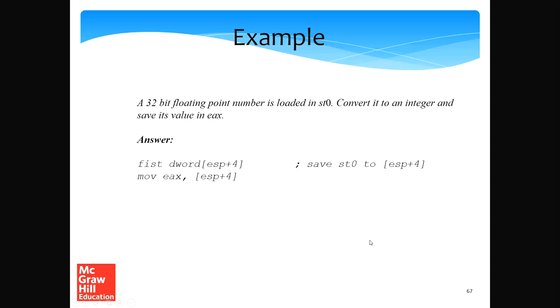FLD and FST. Let us now consider an example. A 32-bit floating point number is loaded in ST0. So it is present in ST0. Let us convert it to an integer and save its value in EAX. To do this, one thing that is clear is that from the set of floating point registers, the direction of data flow is from the floating point registers to memory.